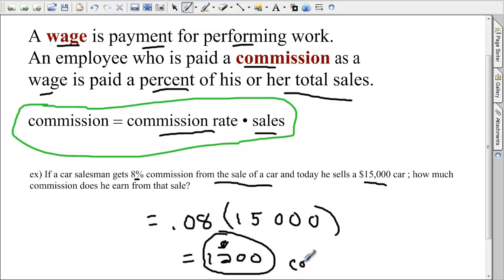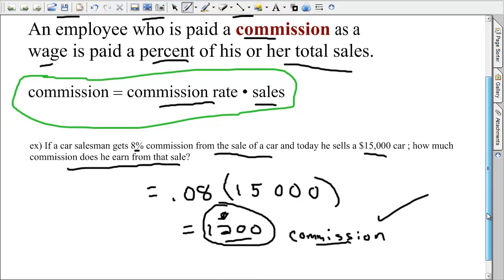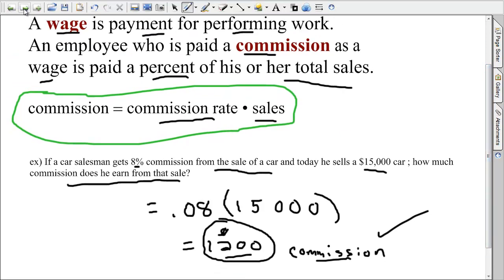That's why I had a friend who was a car salesman, and he said sometimes you'd make a whole bunch of money in one month and no money the next month. It just depends on what the sales were. So it's kind of an up and down game. So $1,200 commission would be how much he would earn from that sale. All right. Hope that helps. Let's see if we have anything on the next slide.